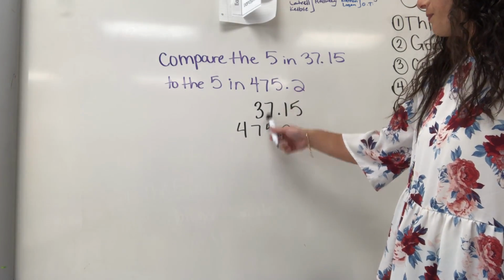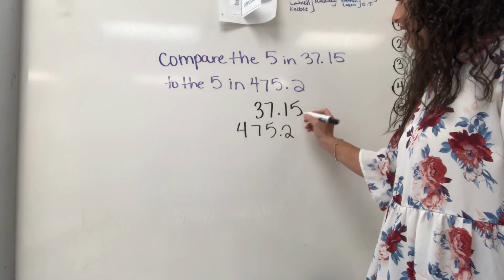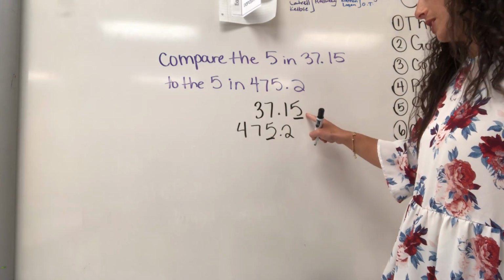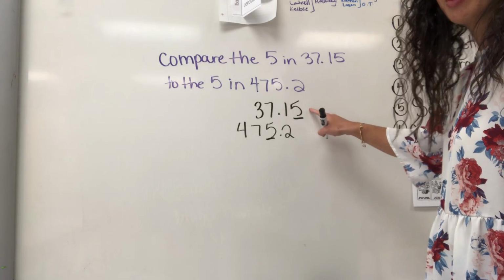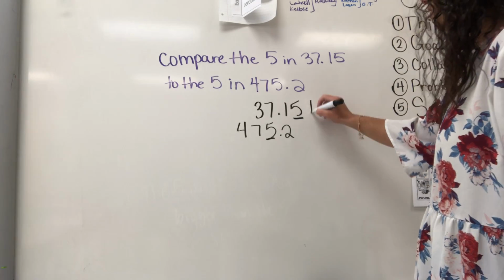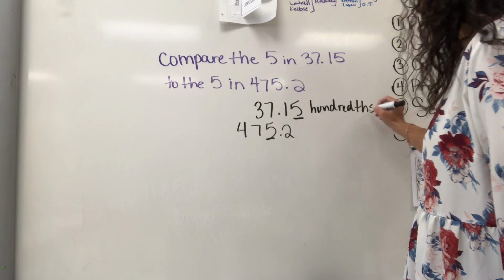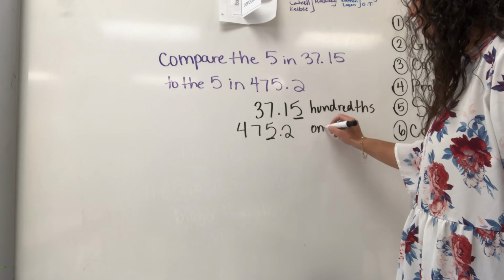So I'm being asked about the 5. It says compare the 5. So I'm going to underline the 5 in each number, and I'm going to identify its place value. So this 5 has a place value of hundredths. It is in the hundredths. And this 5 is in the ones.